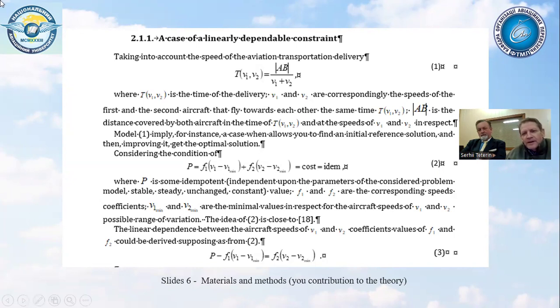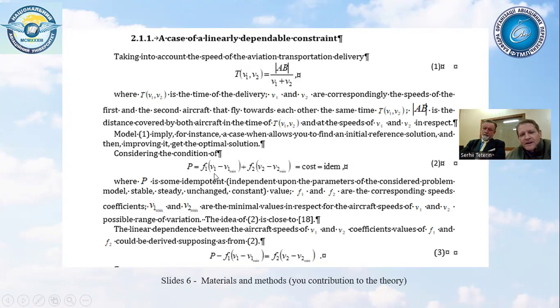Simplified problem. Equation number 1 symbolizes the situation when the distance AB is divided by the sum of the aircraft speeds, V1 and V2. And the time of the delivery is this function of the two independent variables. So we consider some constraints. Formula number 2 describes something like a perimeter, so isoperimetrical conditions, a constant value.